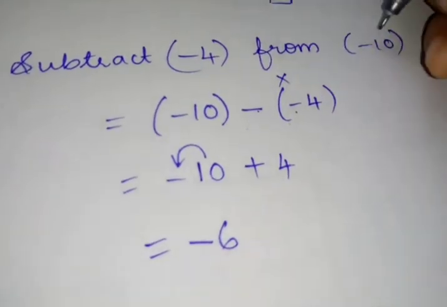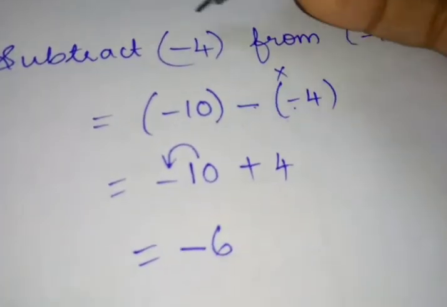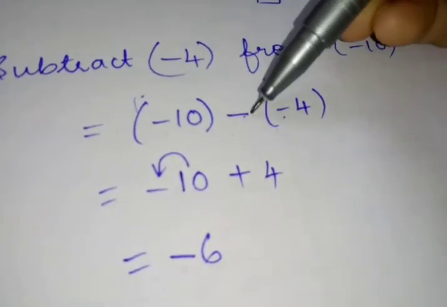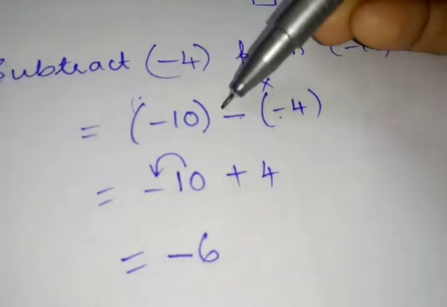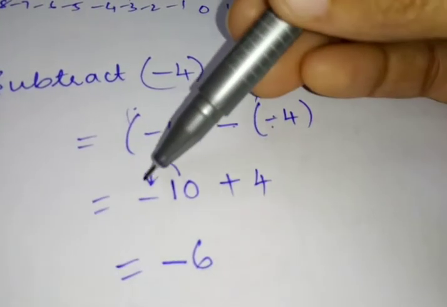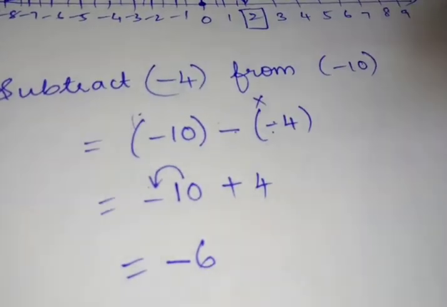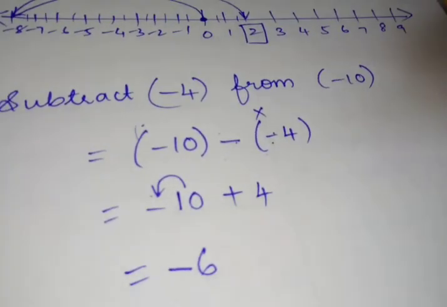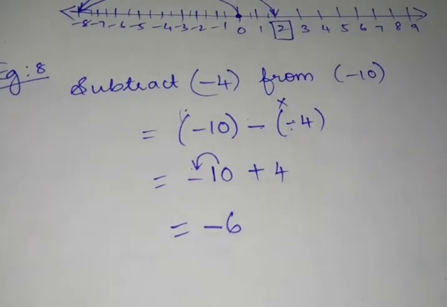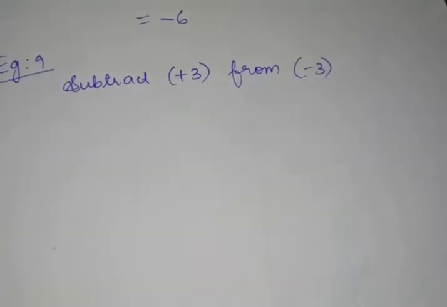Listen. To subtract minus 4 from minus 10, you will write minus 10 first, subtraction minus 4. So minus into minus, plus, minus 10 as such. This is minus, this is plus, so different signs: subtract and put the greater number's sign. So the answer is minus 6. Understood? Next is your ninth problem.